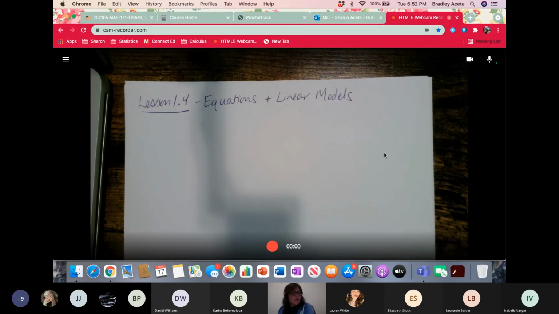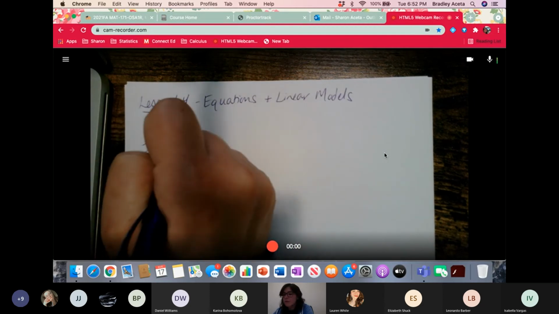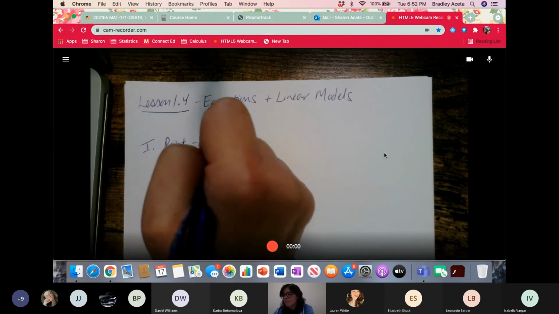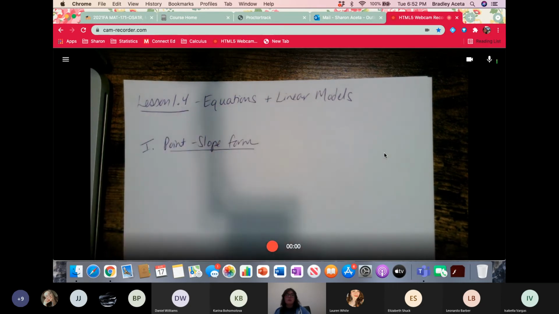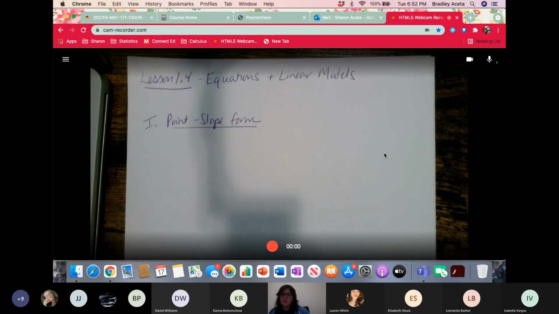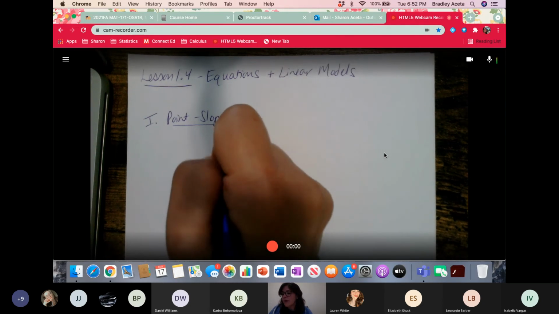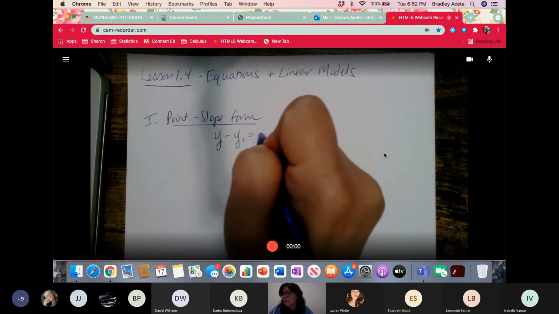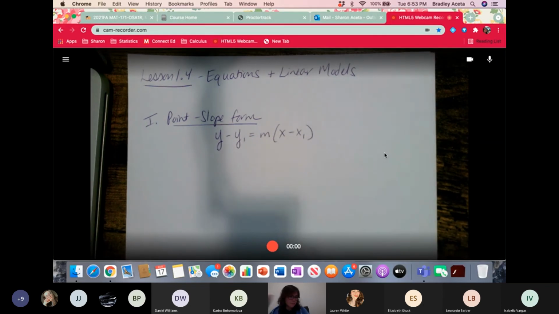Okay, so the first formula they give you, probably one of my favorites, is called the point slope form. Okay, so last section, 1.3, we learned about the slope intercept form, which, to be honest with you, is pretty much how we write all of our equations. Sometimes we'll start in what's called the point slope form. The point slope form says this: y minus y1 equals m times x minus x1.